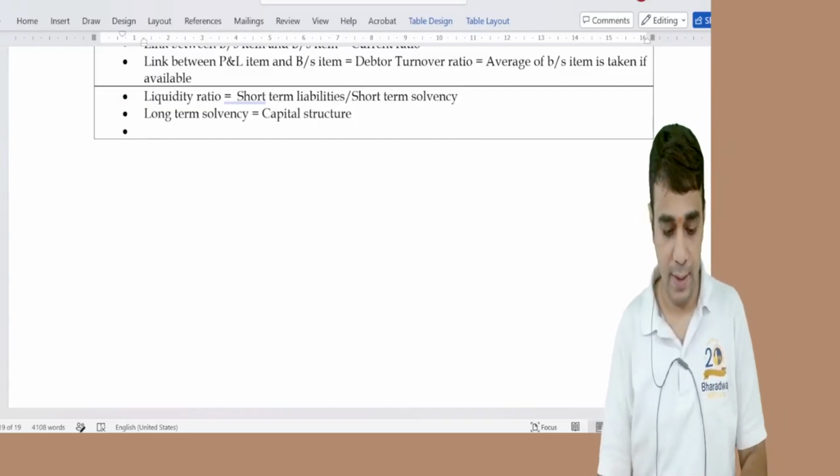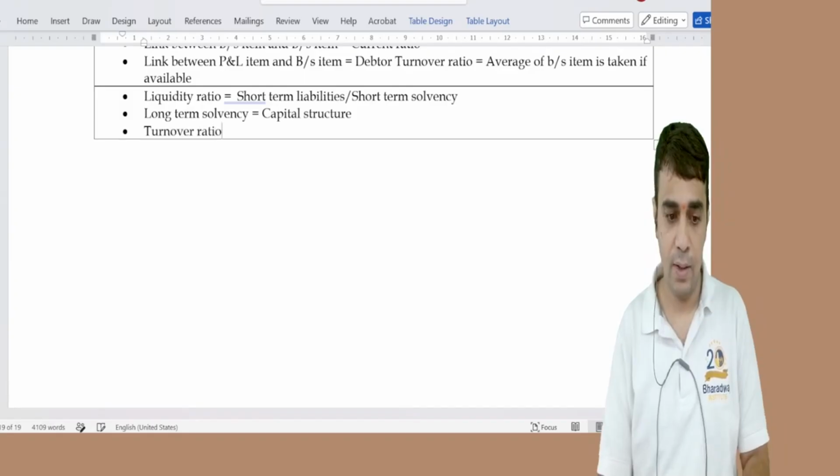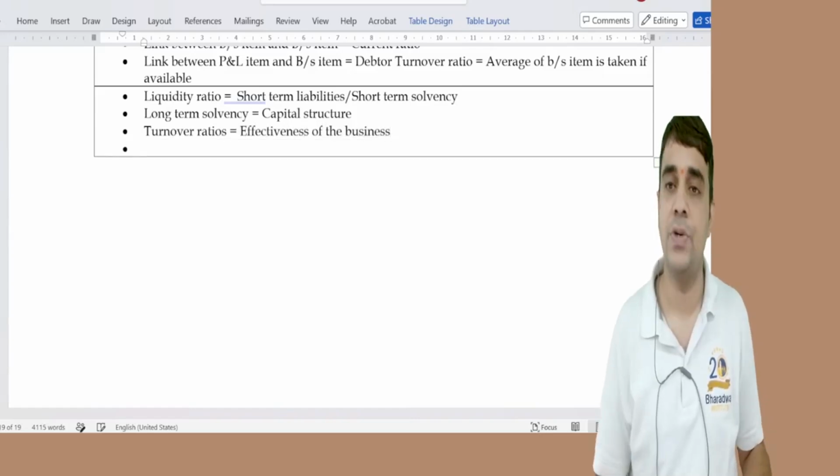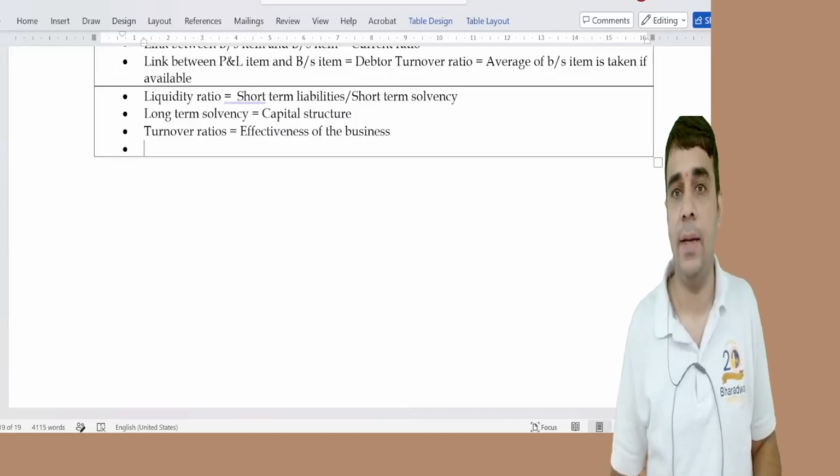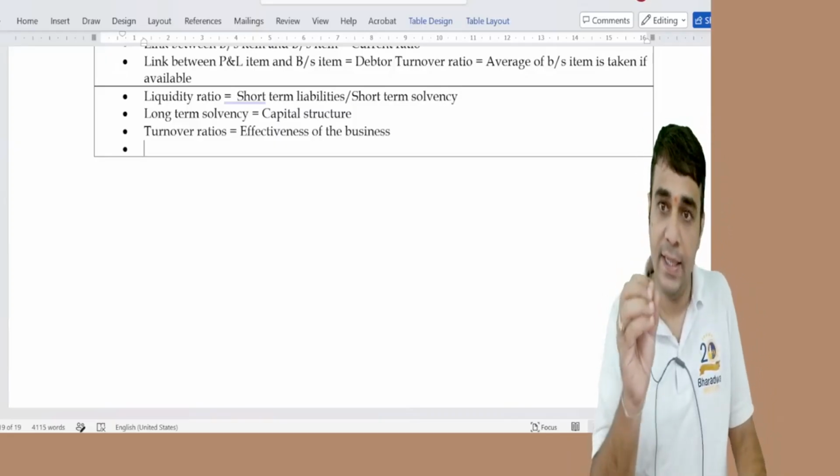The third category is turnover ratio of the business. What are turnover ratios? How quickly are we rotating the money? Are we rotating the money? What does a retail store do?